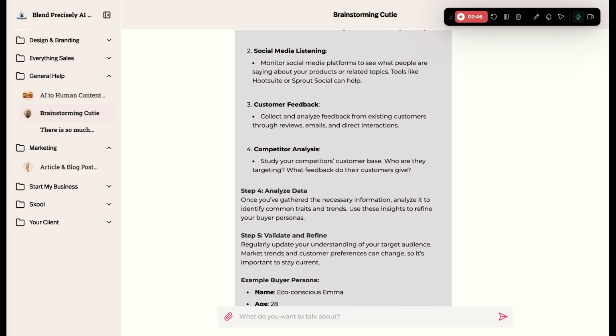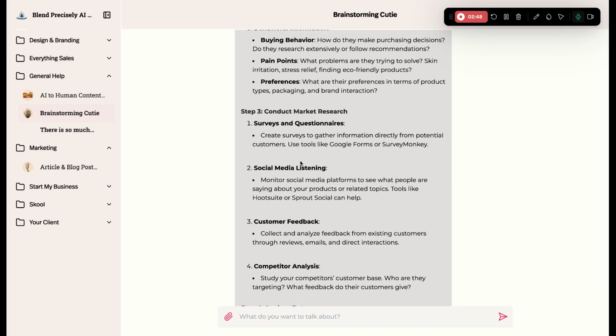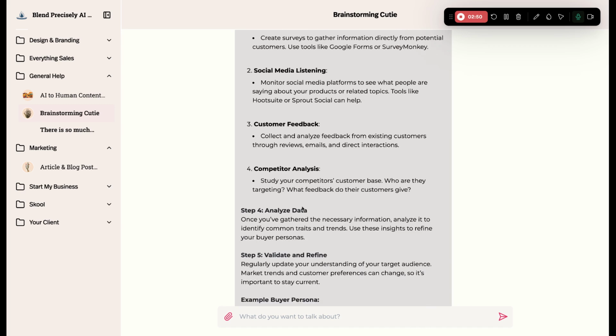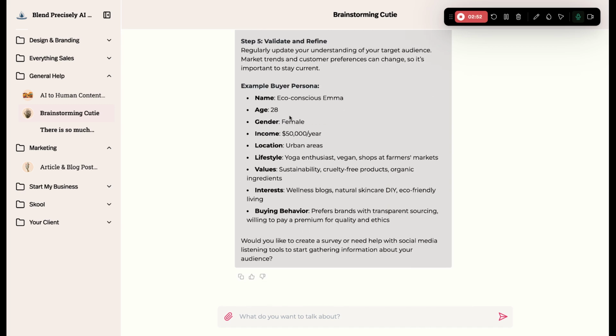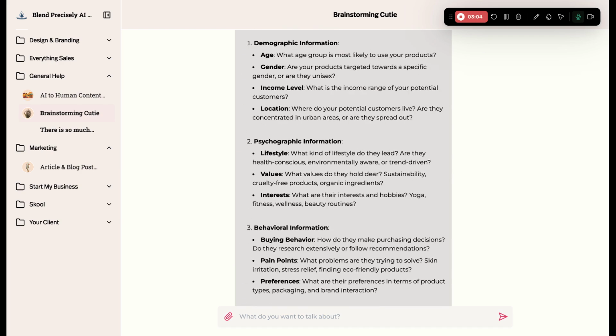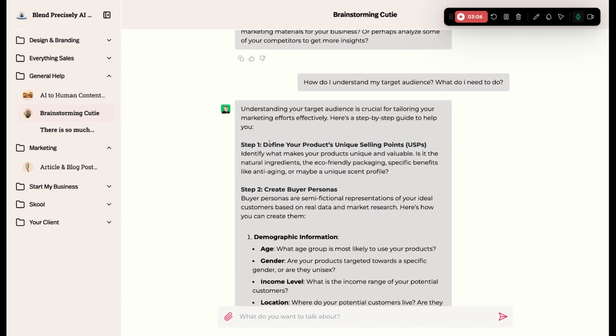So having that, analyzing data, of course, from all of these surveys and social media listening. And here's an example of a buyer persona as well. Those are also often called avatars or who's your ideal client. You hear all kinds of words for that. But this one here, for example, define your product's unique selling point.